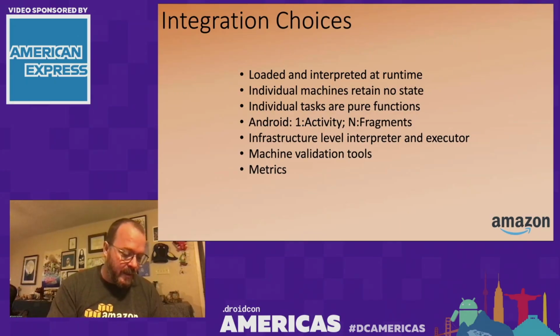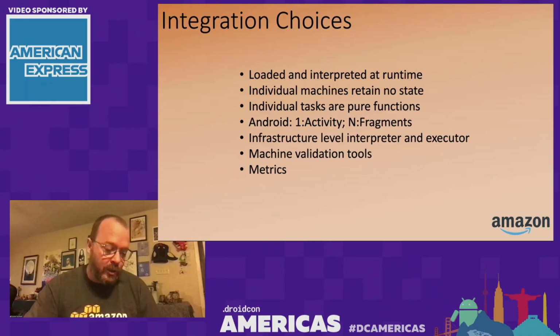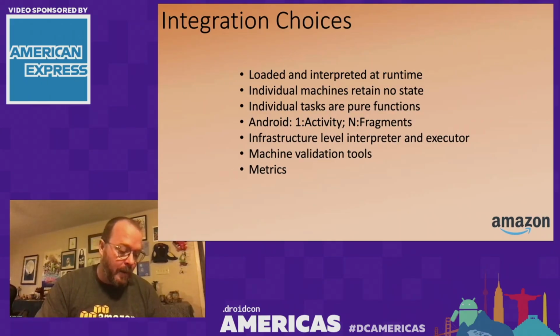So here are the things we decided up front. Our machines are loaded at app startup from a state machine repository and loaded into the state machine interpreter and executor as needed at runtime. So where's this repository? It's both on the back end and on the app itself.